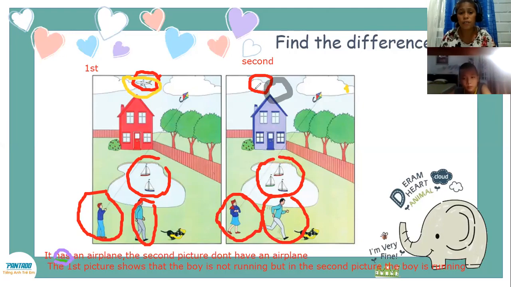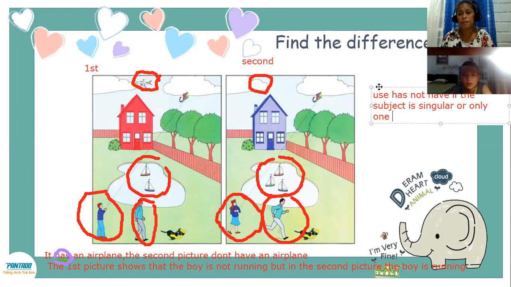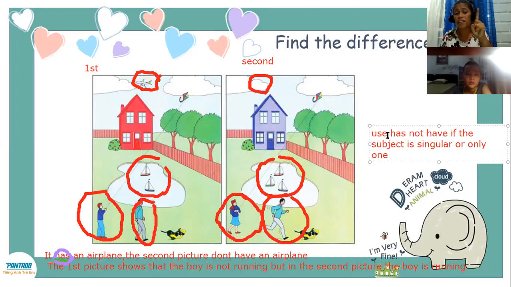Use has, not have, if the subject is singular, or only one. Do you understand? Yes, I understand. Like it is only one. You are using an airplane. Airplane is only one. When I say Keo, has or have? Has. Good. When I say teacher and Gail? Have. Very good. That's great, Gail.